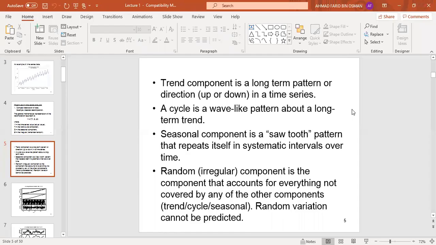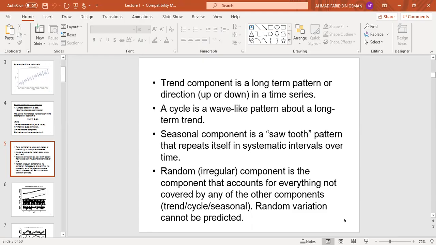Okay, just what I mentioned just now, the trend component is a long-term pattern or direction, whether it is an upward trend or downward trend in a time series data. So again, trend component is a long-term pattern or direction. It represents the long-term direction of the series. A trend cycle is a wave-like pattern about a long-term trend.